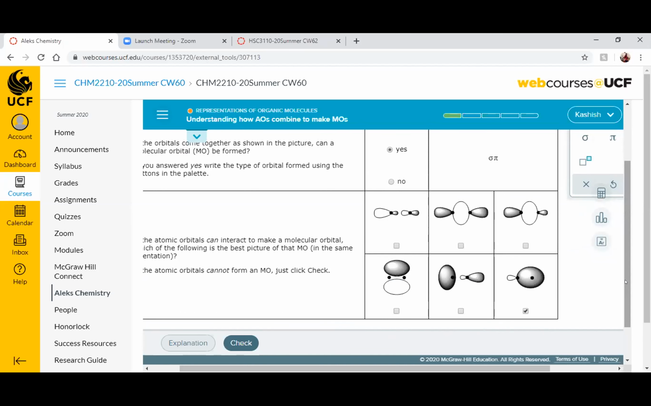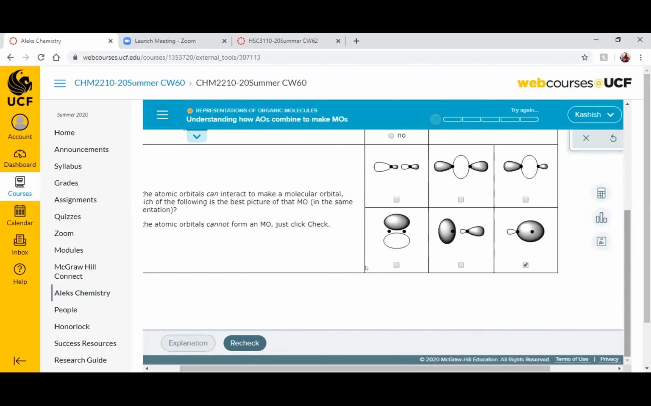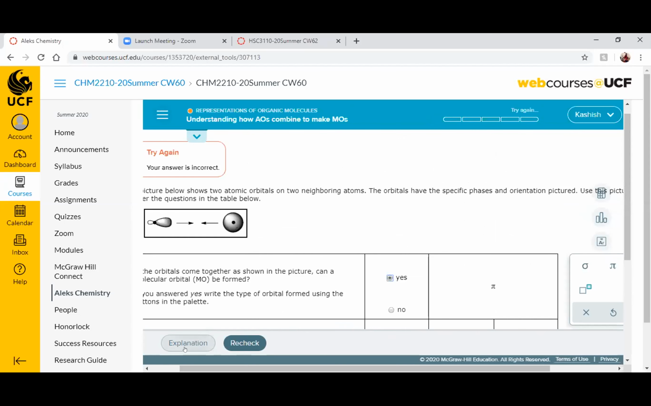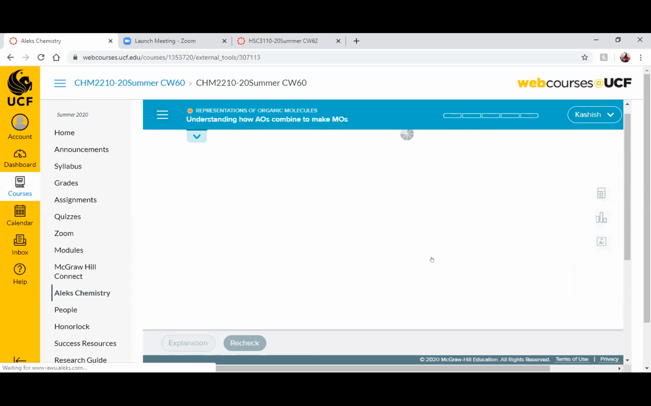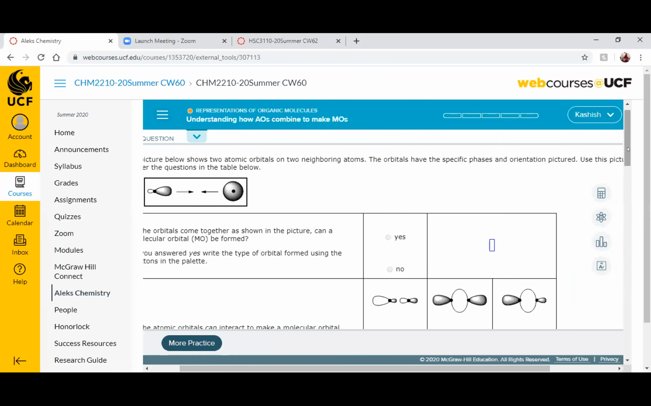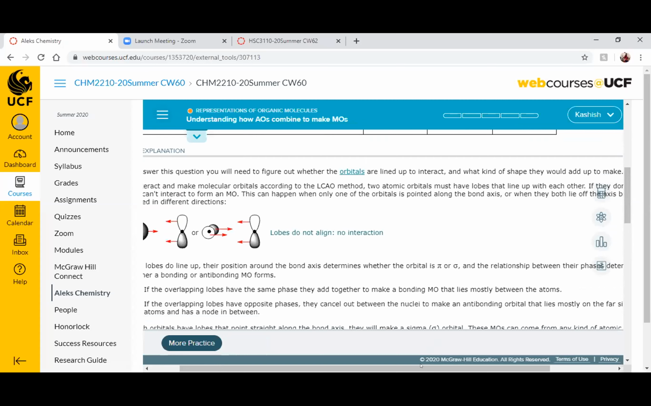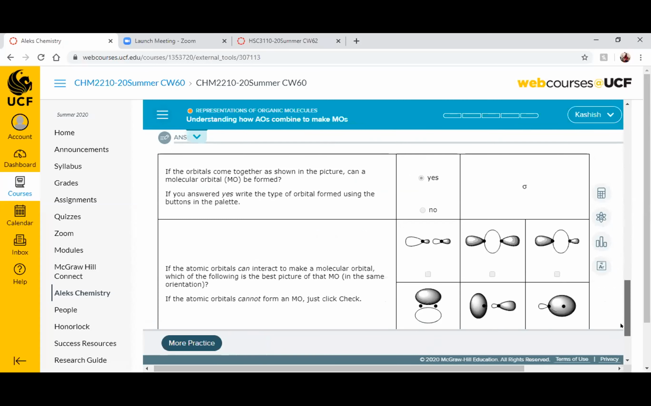I'm trying to figure out what they're looking for as far as the answer goes, what type of orbital is formed. I think you should just put pi, but I'm not exactly sure what it's totally asking. So press check real quick. No. Okay, what did we get wrong? Oh my god, I forgot ALEKS doesn't do that. Just do the explanation real quick. I don't know what we did wrong. Can you scroll down to the very bottom? Because that should have the answers, right?